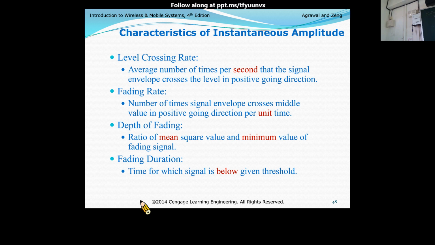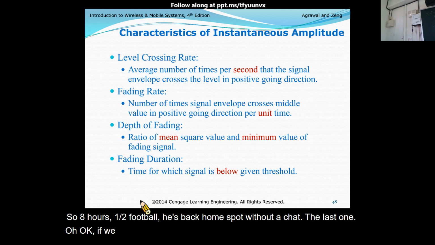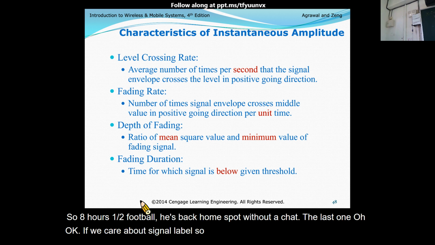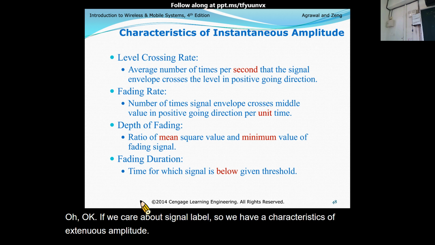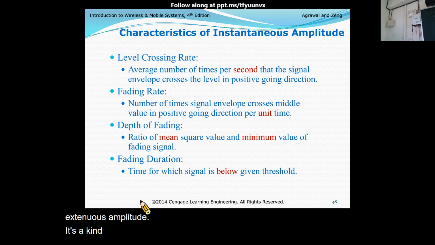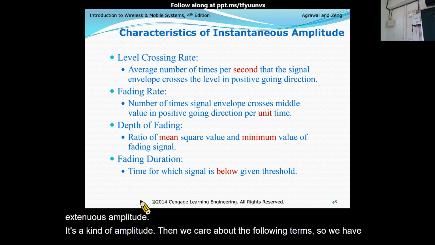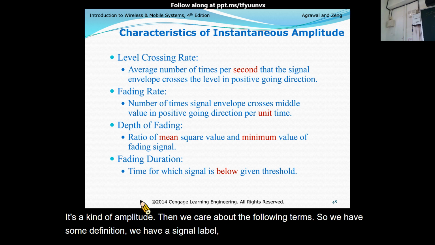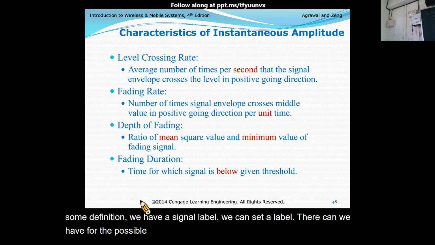Even though we still have 40 seconds, let's check the next one. If we care about signal level, we have the characteristics of instantaneous amplitude. Then we care about the following terms. We have a signal level. We can set a level there. Can we count the possible times of level crossing? That gives us the level crossing rate.